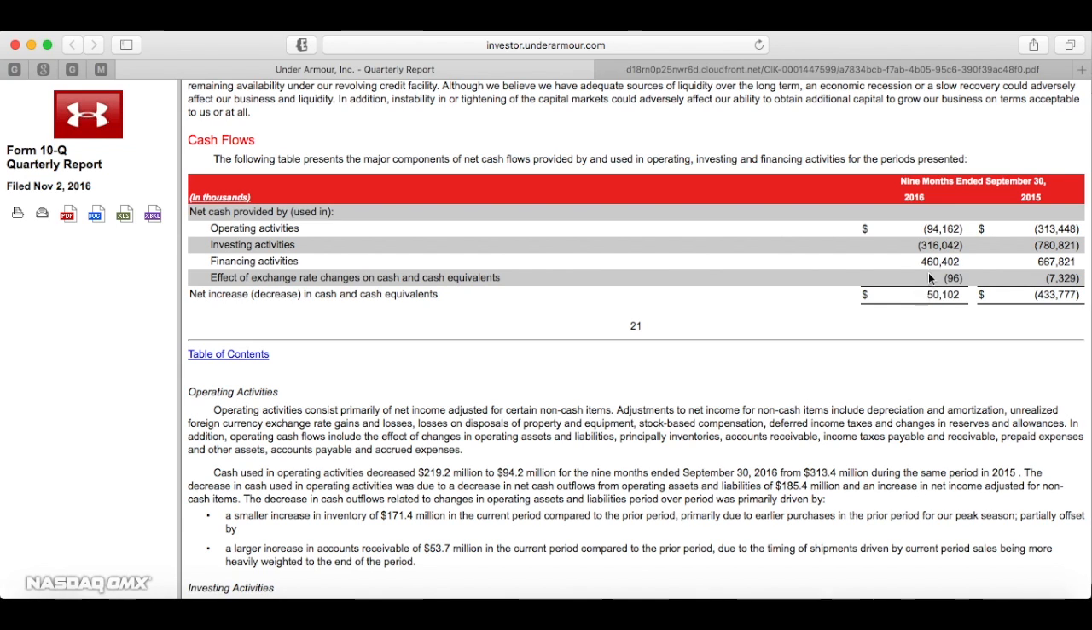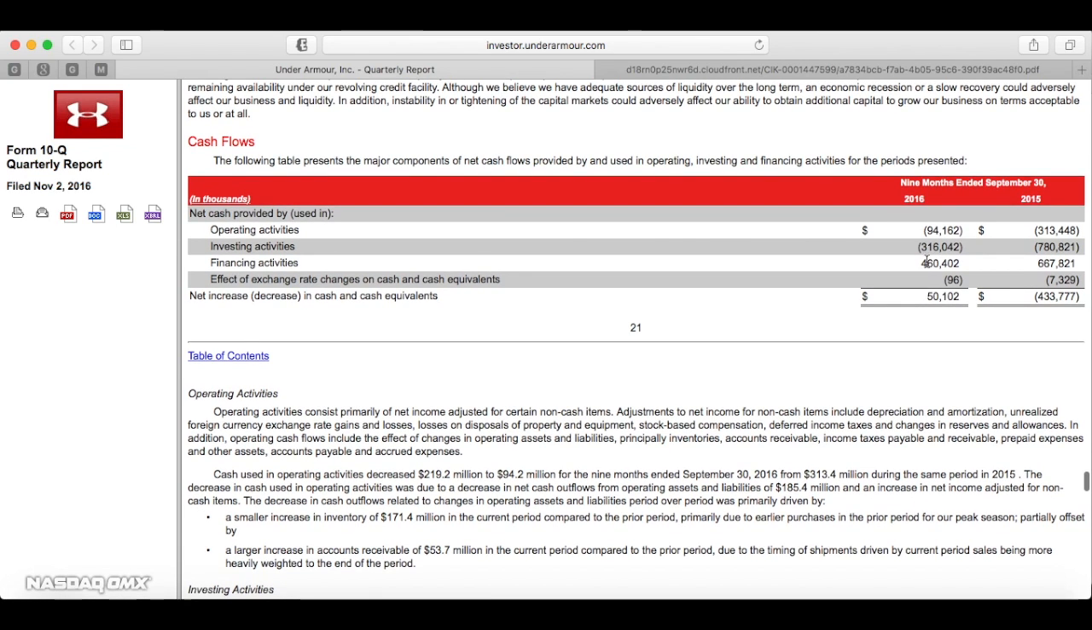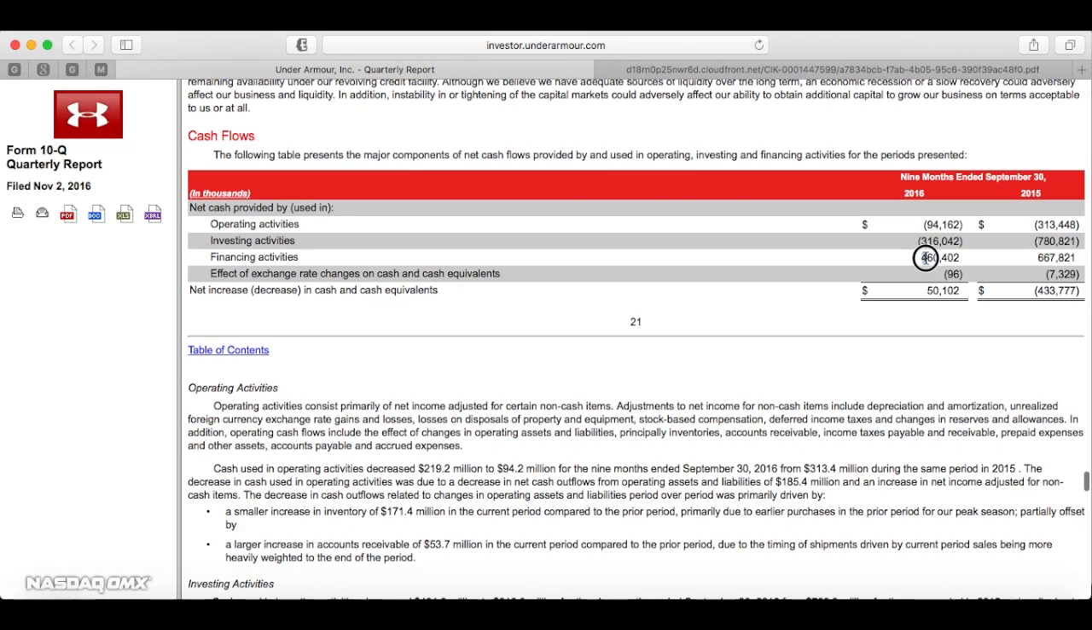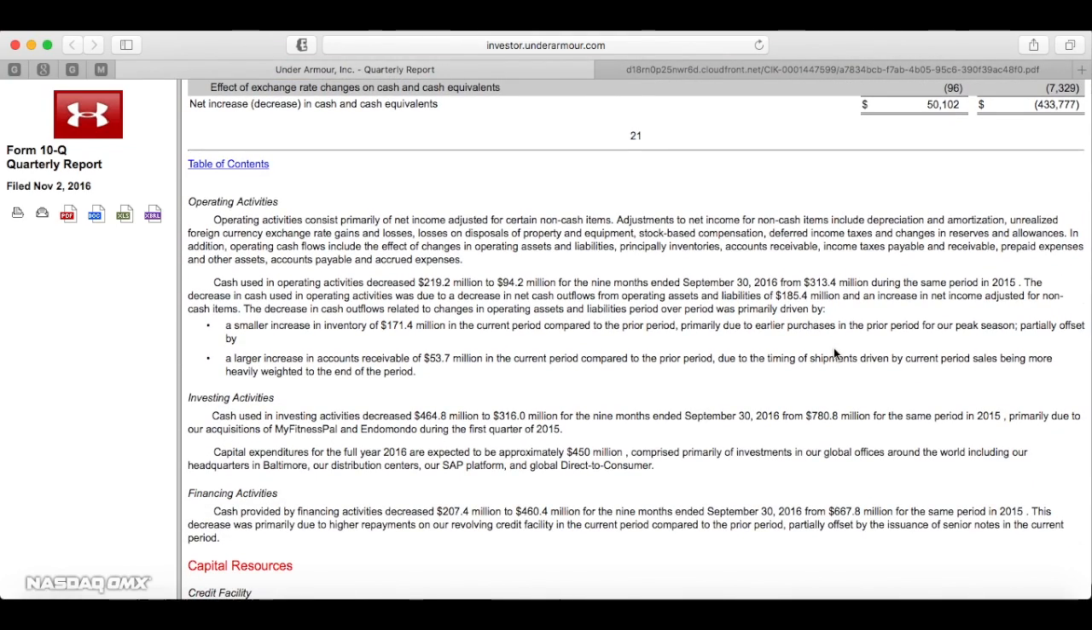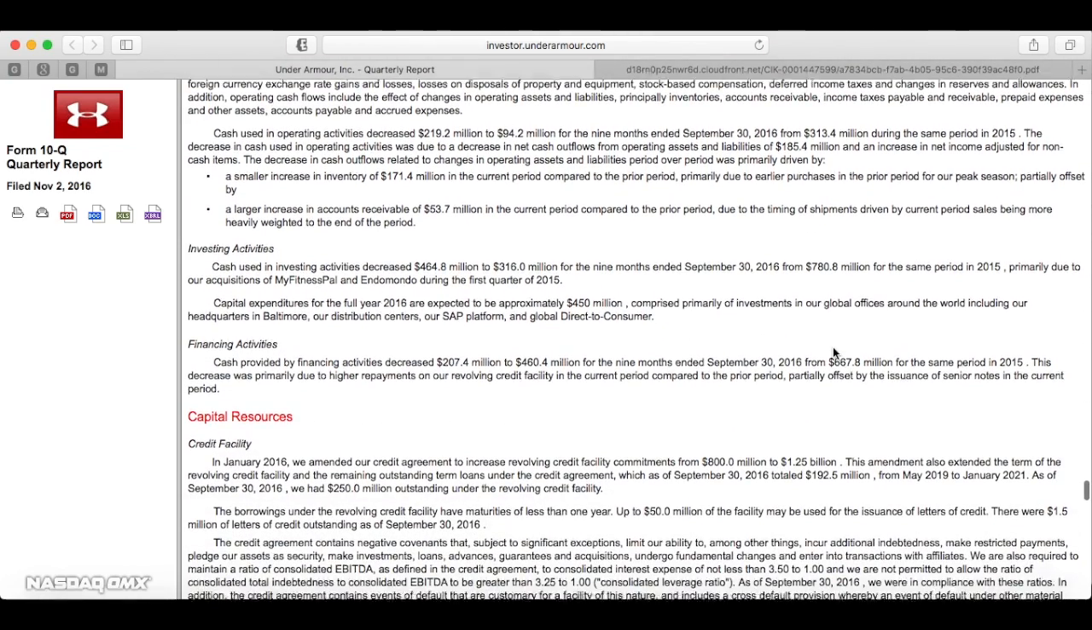But again, I showed you this financing activity number, this $460 million line. This is money that Under Armour's got to pay back. So just because cash increased here doesn't necessarily mean that cash really increased. They have to pay this money back. Over here, cash decreasing might actually be good because they're paying some of this debt back. Just something you want to keep an eye on.